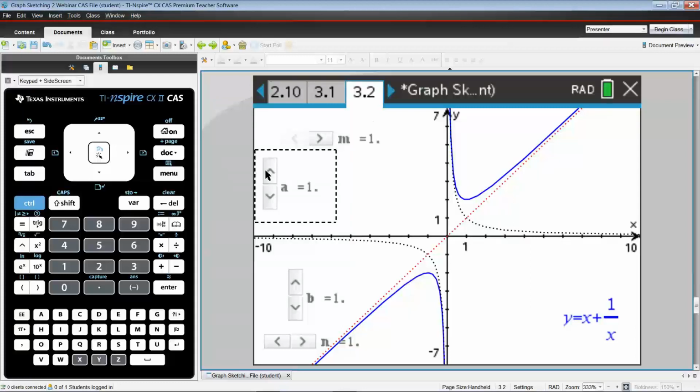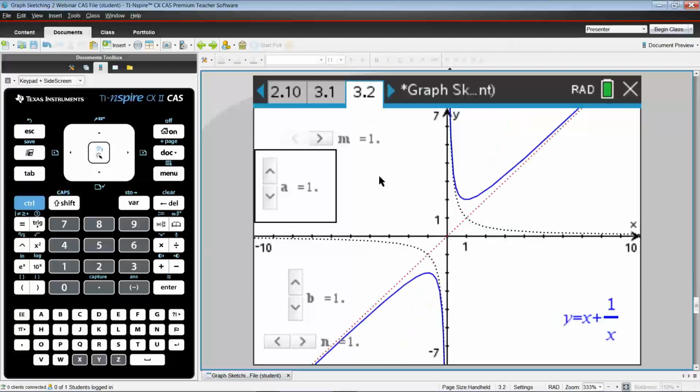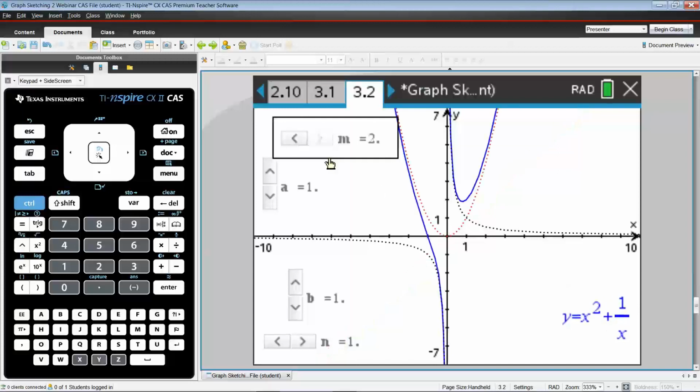Of course, I can change the gradient of the line to m equals 2, and I get y equals 2x plus 1 over x. Okay, let's change that back to 1. Well, what happens if I want to change that x to an x squared? Well, this is what's going on, m equals 2. So when m equals 2, I've got y equals x squared plus 1 over x, and something similar is happening. I've got the red graph, which is a parabola, and I've got the black graph, which is a rectangular hyperbola. And when you add the ordinates for that, you end up with this blue graph over here.